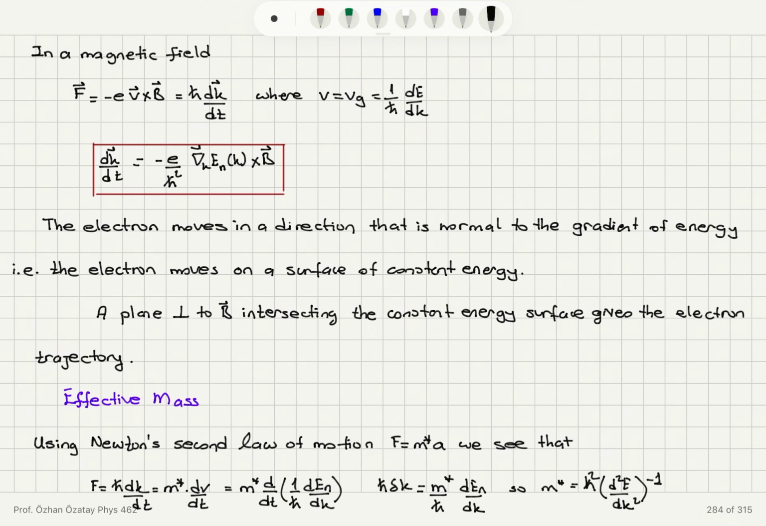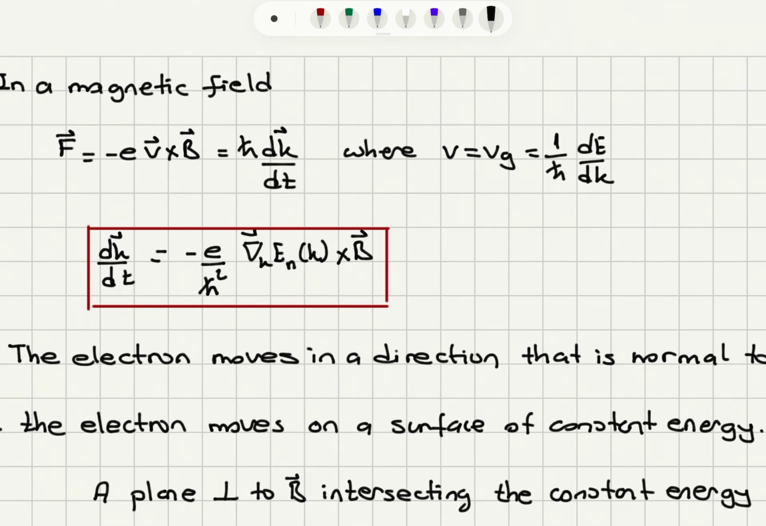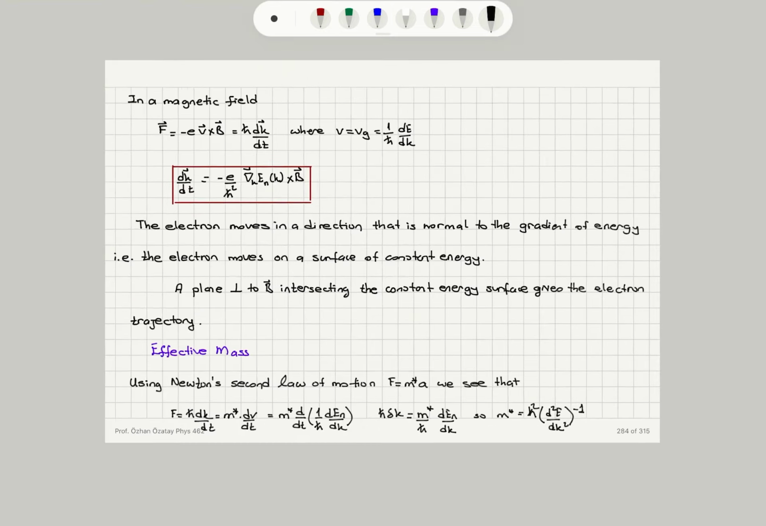Now, when we apply a magnetic field, on the other hand, we have the Lorentz force acting on the electron. It is qv × B. The charge of the electron is minus e, so it is minus e v × B, which is our force ħ dk/dt. And the velocity is the group velocity, which is 1 over ħ dE/dk. So we find that dk/dt is minus e over ħ², gradient of energy with respect to k, cross product with the magnetic field.